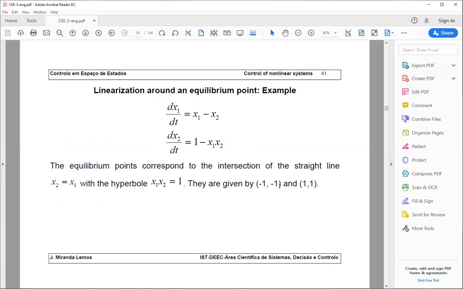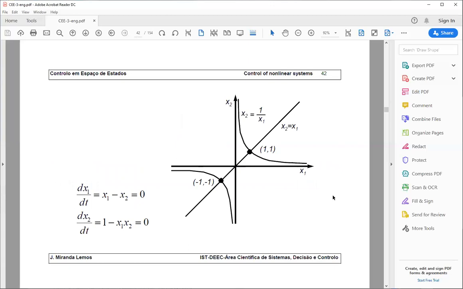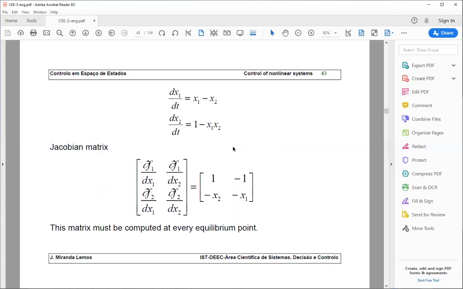Let's see one example. Suppose that we have this system. This is a second order system, and it's not difficult to see that it has two equilibrium points at -1 and 1. And you can easily interpret these equilibrium points in geometrical terms, as shown in this slide. Now, remember that f1 is x1 minus x2, f2 is 1 minus x1 x2. So if you compute the Jacobian matrix, you just get this matrix here, where in the first line you have 1, -1, and in the second line you have -x2, -x1.